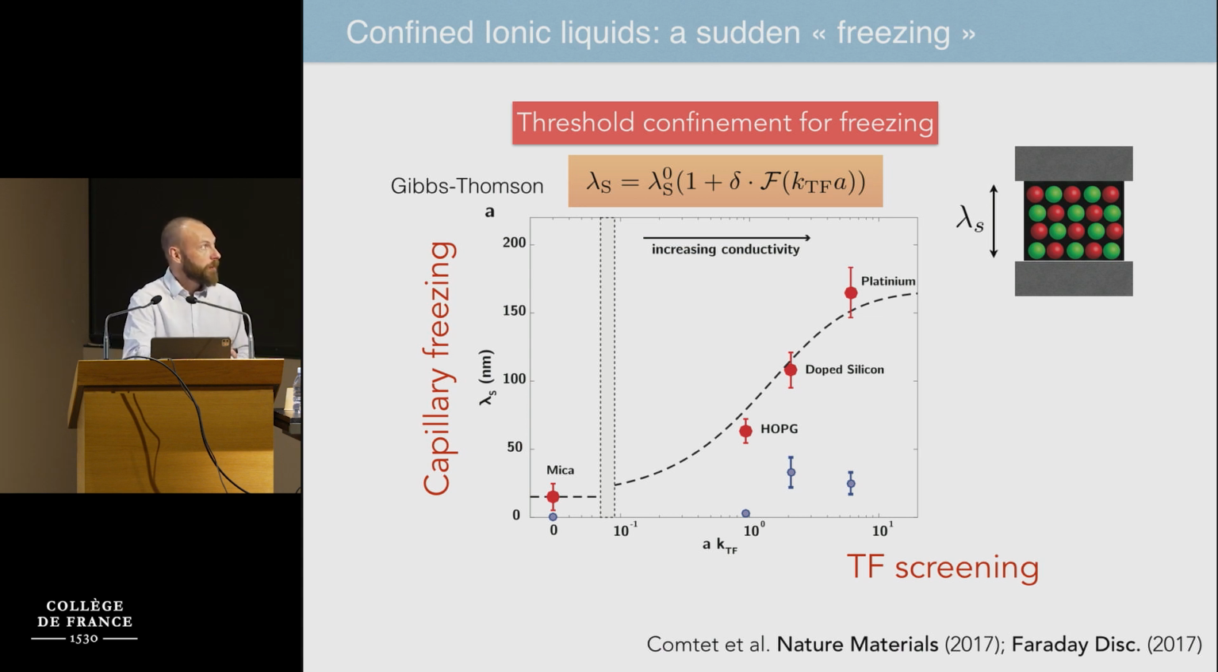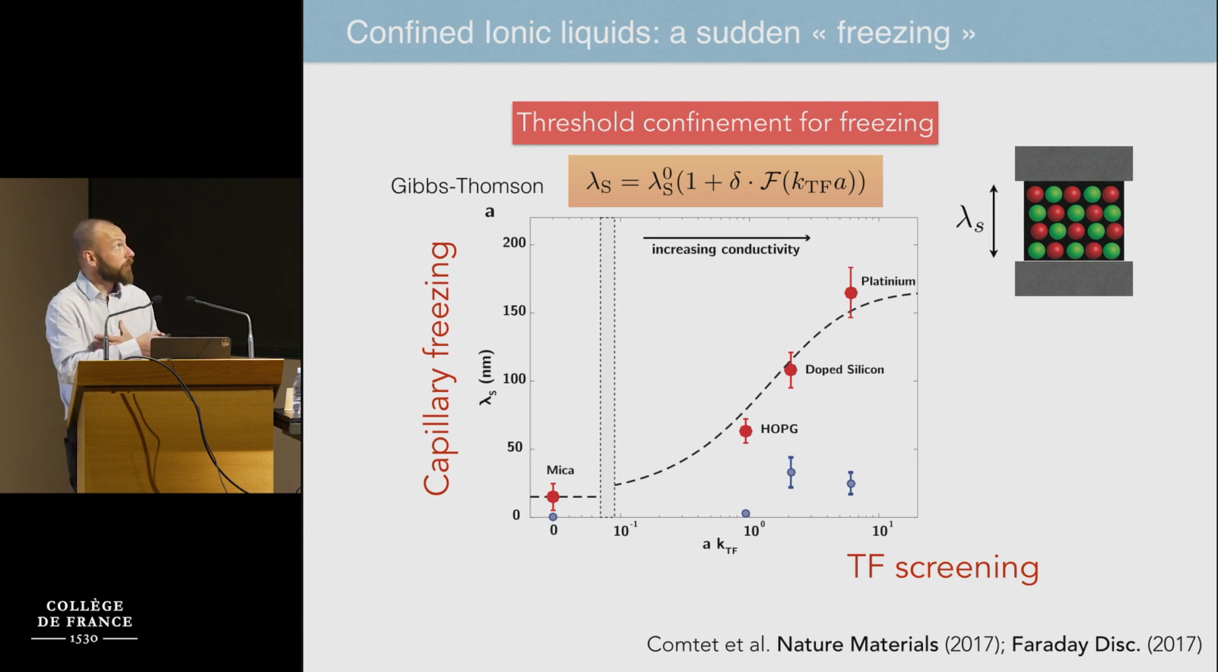That was more or less compatible with static terraces that are formed on the surface. And then what you observe is that when you increase the metallicity, you observe a strong increase of this critical confinement. Here we plotted this freezing length as a function of the inverse of the Thomas-Fermi wavelength. So you observe that the more metallic the substrate is, the higher the conductivity, the more you facilitate this transition.